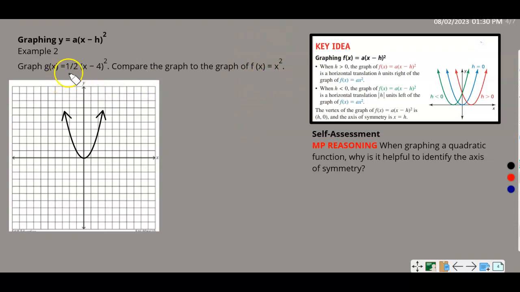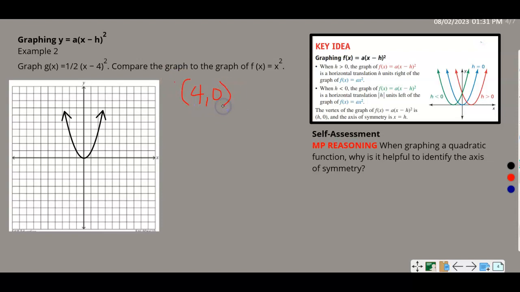All right, so to graph this one, we can see that it's in vertex form. All right, so h, k is your vertex. This one doesn't have a k, it just has an h. So that means your vertex is going to be h, 0. So we can go ahead and graph h, 0 because the axis of symmetry is going to go through that point. So in this case, h is 4. So that means my vertex is going to be 4, 0.